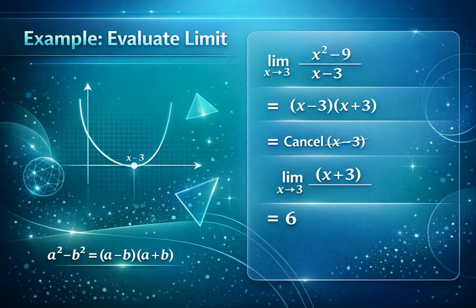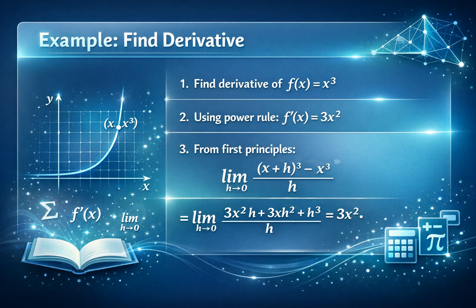Let's evaluate limit as x approaches 3 of x squared minus 9 over x minus 3. Factor the numerator as x minus 3 times x plus 3. Cancel x minus 3 from numerator and denominator. We get limit as x approaches 3 of x plus 3, which equals 6. Always simplify before evaluating.